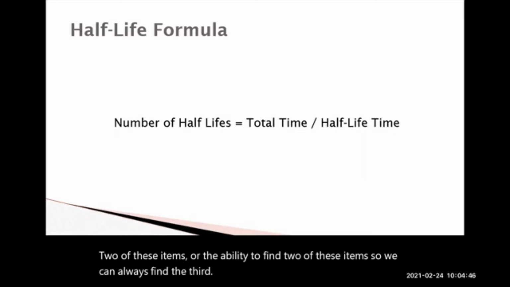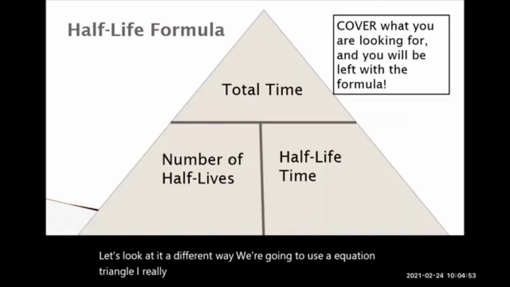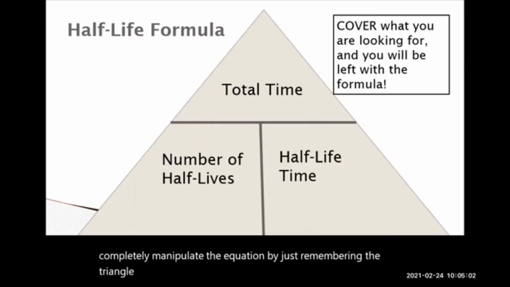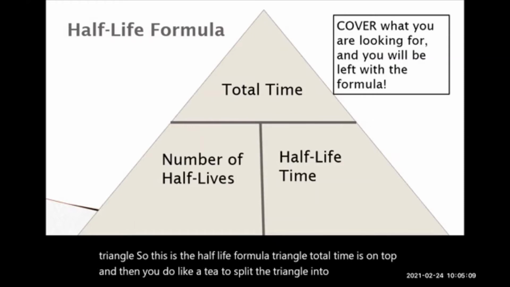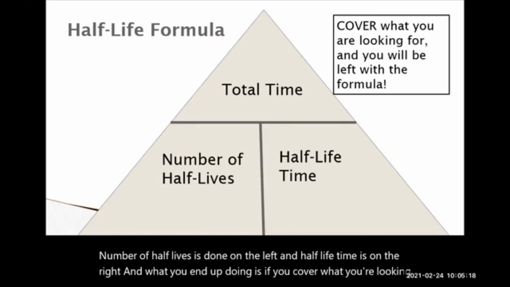So let's look at it a different way. We're going to use an equation triangle. I really like equation triangles because they allow you to completely manipulate the equation by just remembering the triangle. This is the half-life formula triangle. Total time is on top, and then you do a T to split the triangle into 3 parts. Number of half-lives is down on the left, and half-life time is on the right. What you end up doing is covering what you're looking for, and you'll be left with the formula.